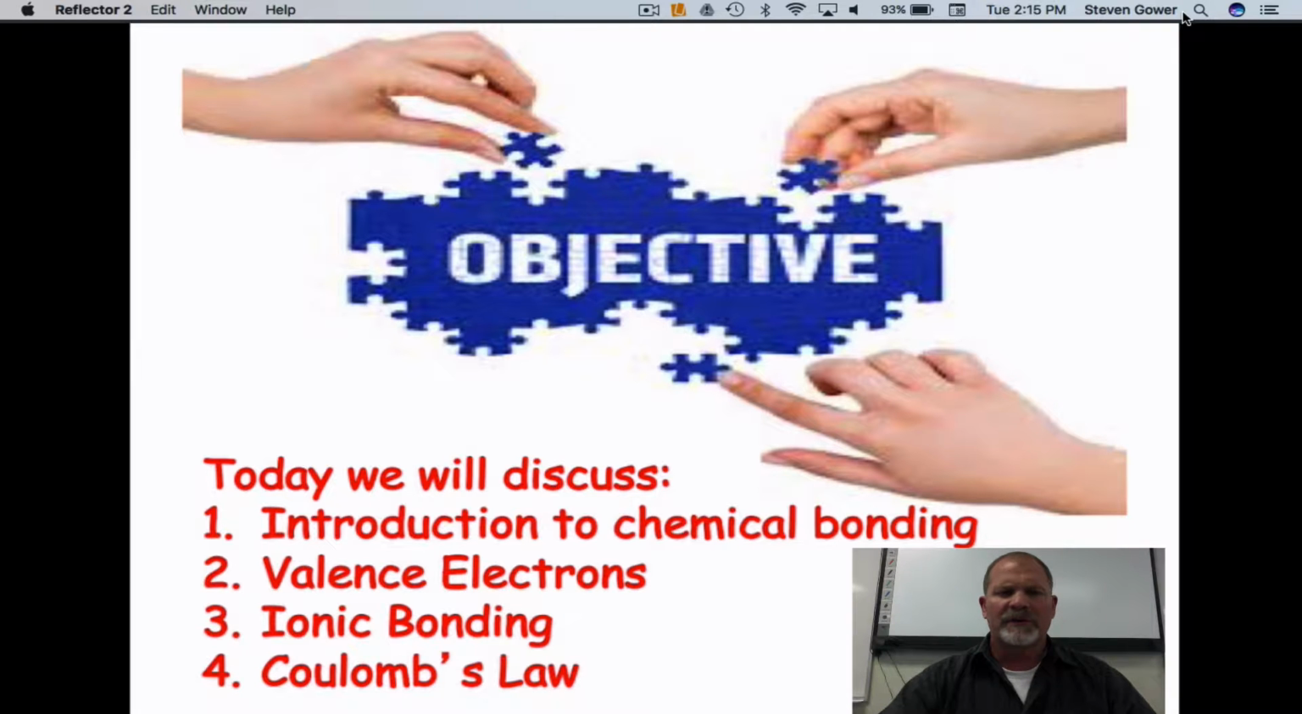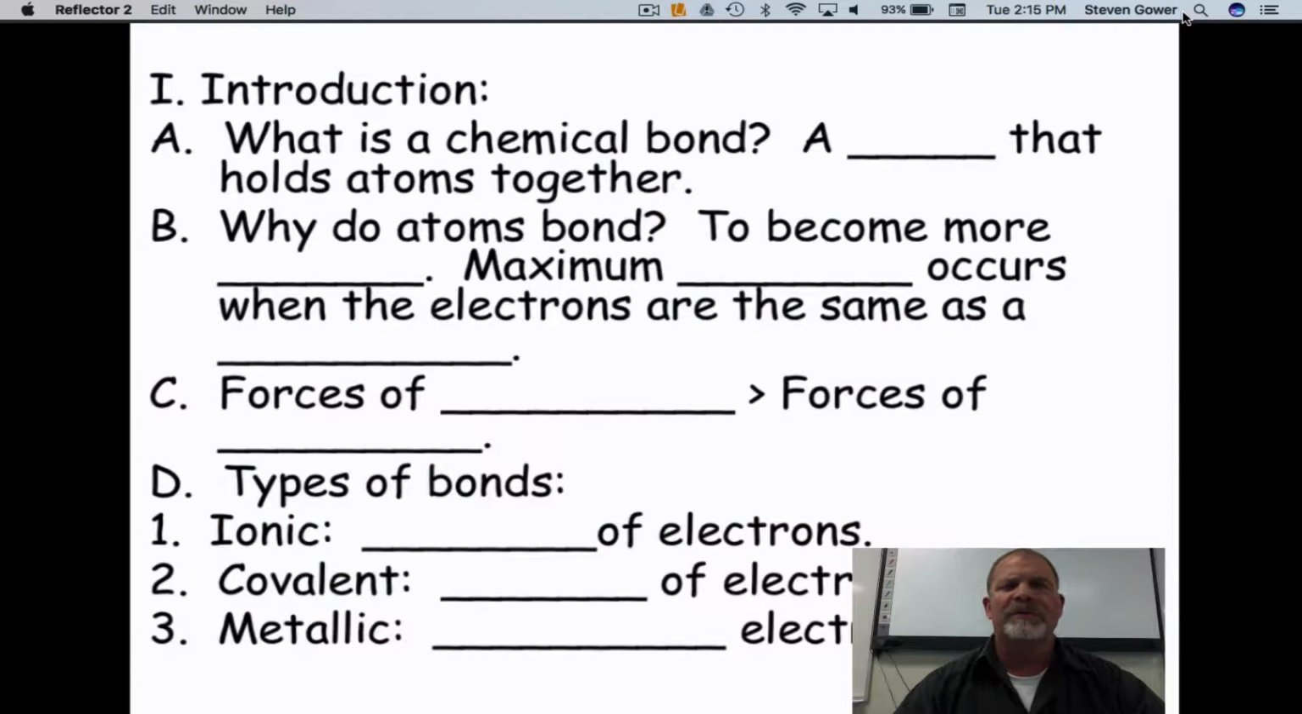So we're going to talk about the introduction to chemical bonding, valence electrons, and ionic bonding. I'm really not going to talk about Coulomb's law. I want to jump over that portion. So to go on, we have the introduction.